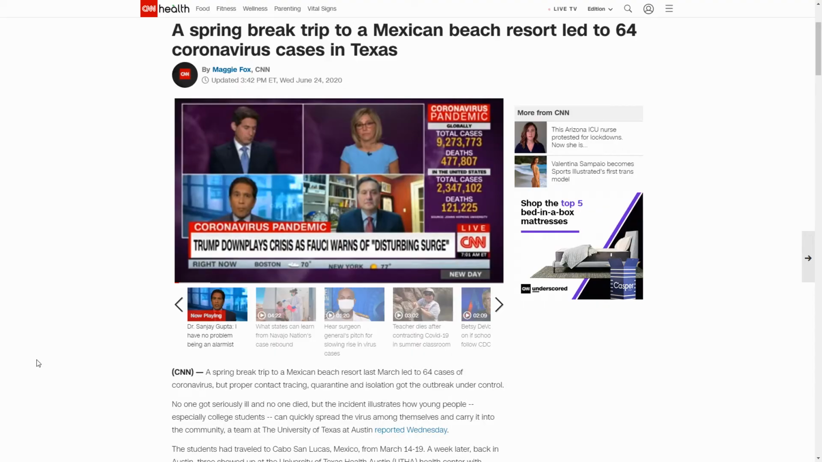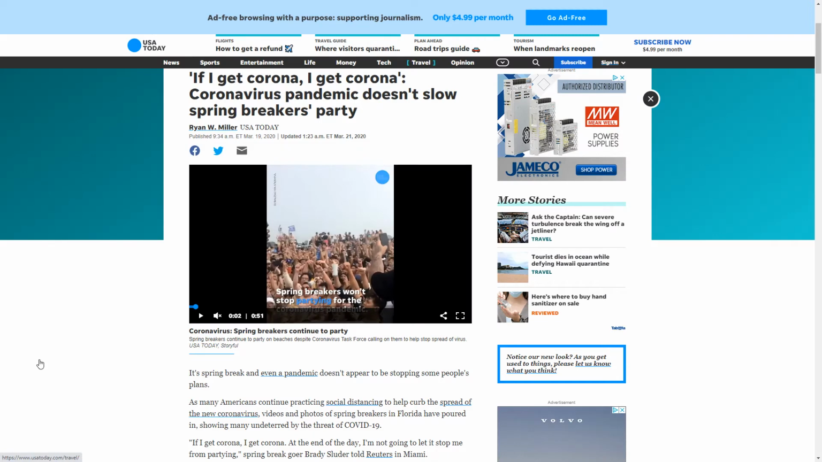Or it could be here, a spring break trip by young people to Cabo San Lucas, going back to Texas and finding some of them have it. Or a spring break in Florida. If I get corona, I get corona. Apparently that's a slogan. It's not going to slow the partying.